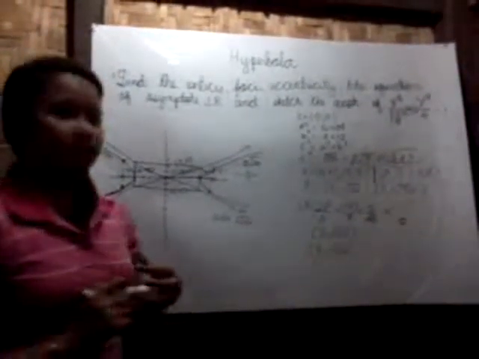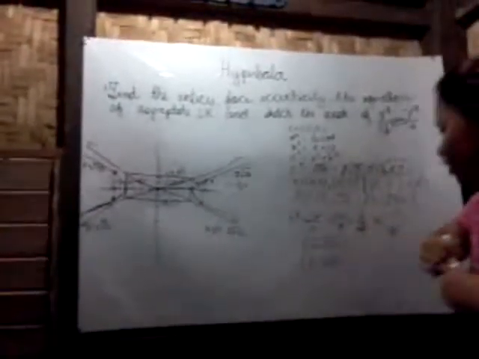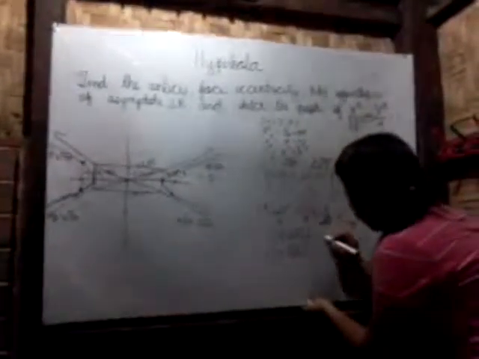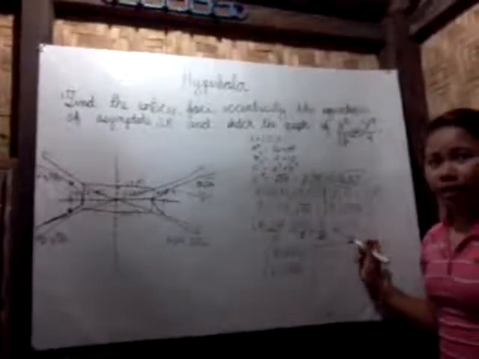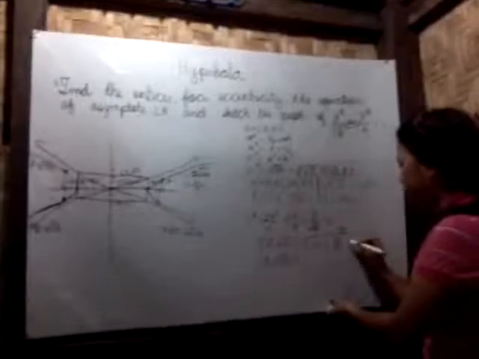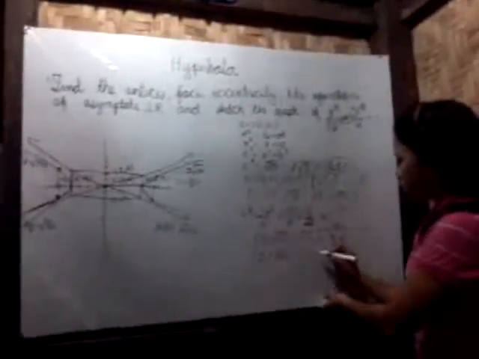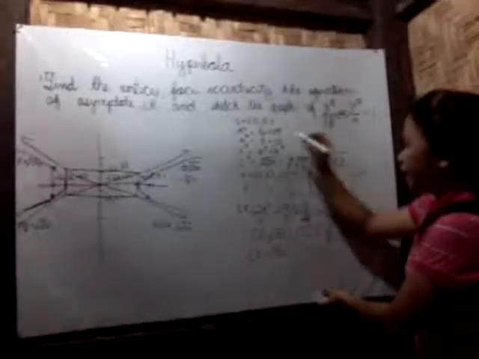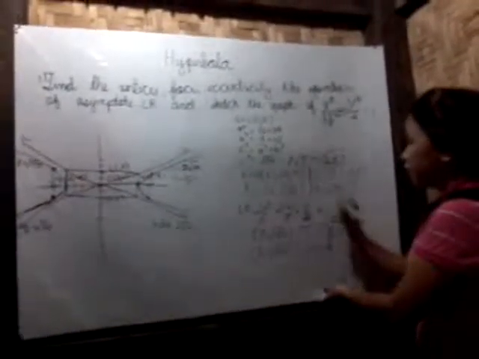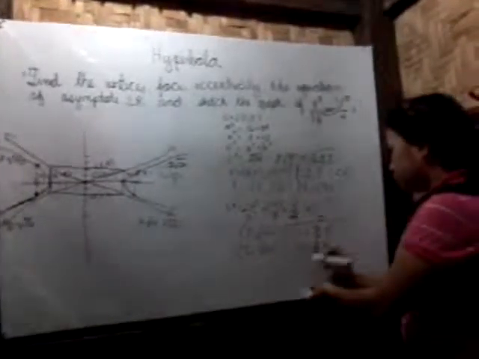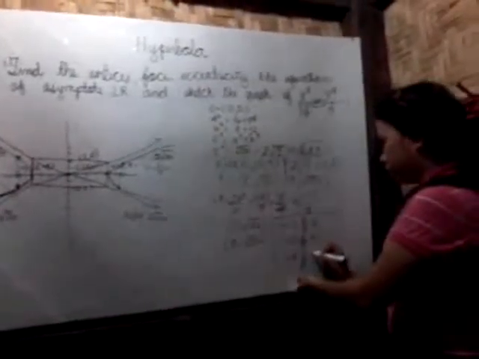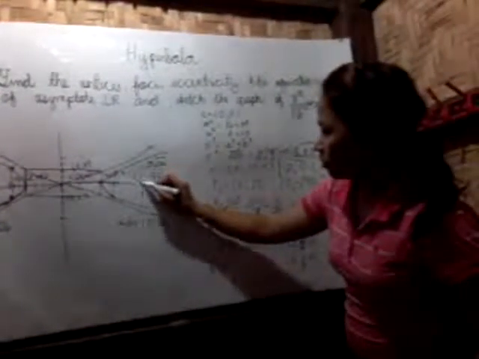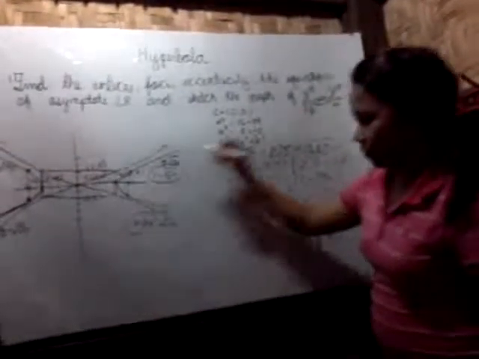And I forgot the equation of the asymptote. The equation of the asymptote is y equals positive or negative b over a times x. Our b is 2 and our a is 4. Write it in this corner. So that's all.